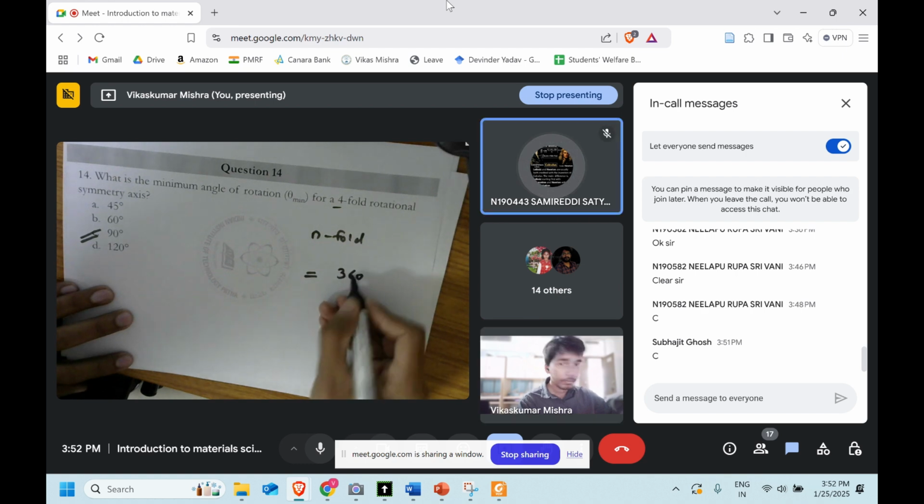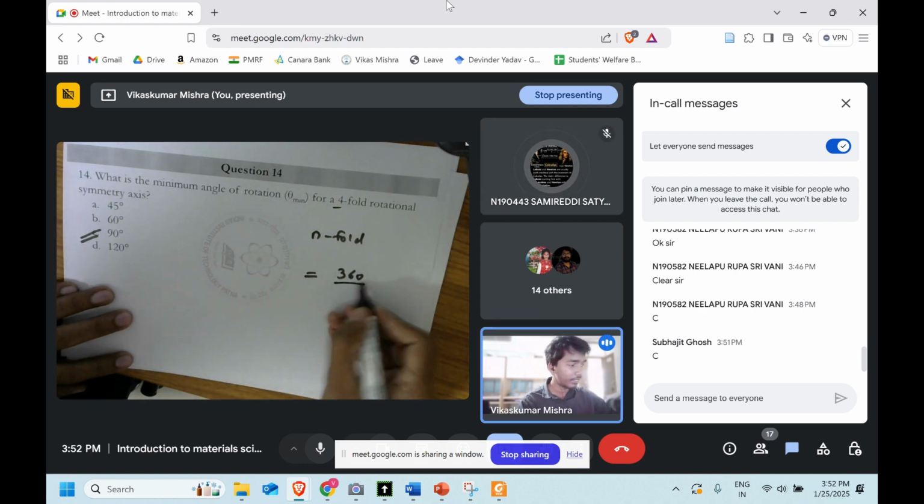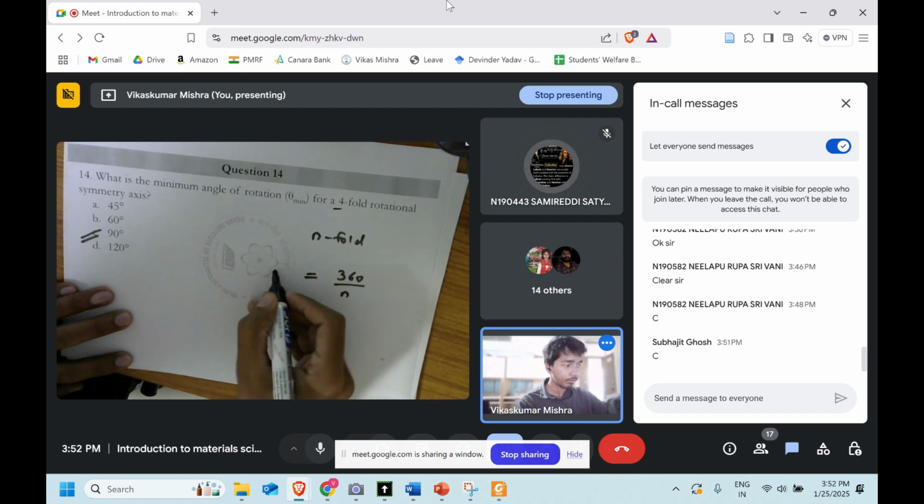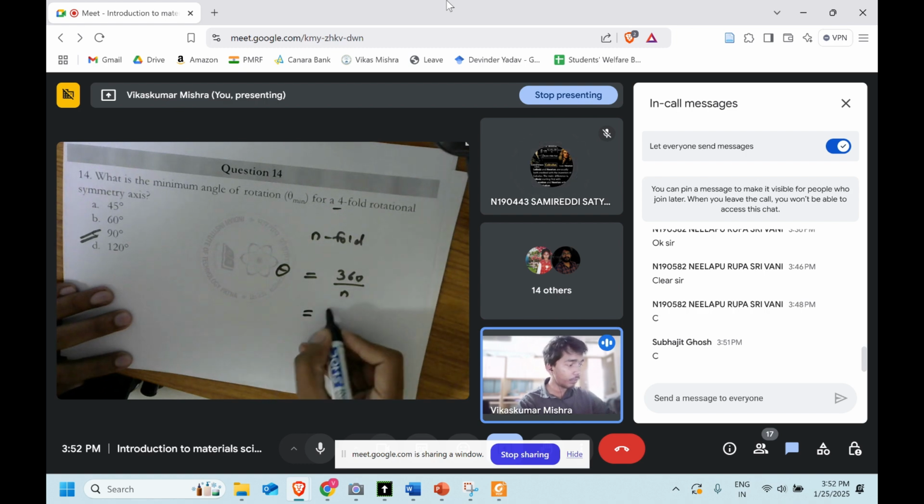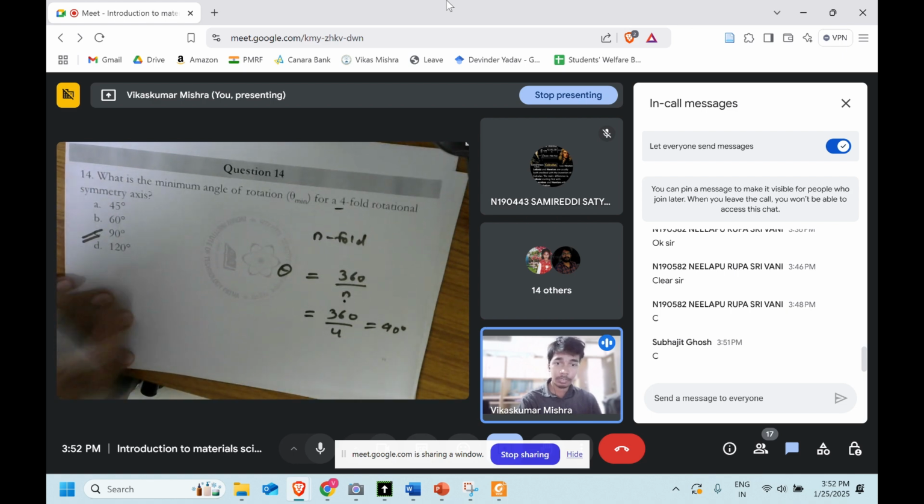Divide 360 by n. Yeah, that's right, perfect. 360 by n. So whatever value we get over here will be considered as theta. In this case, we have four-fold, so we divide 360 by 4, and we get 90. For the two-fold, we divide by 2 and get 180. We know in the two-fold that we rotate by 180 degrees.